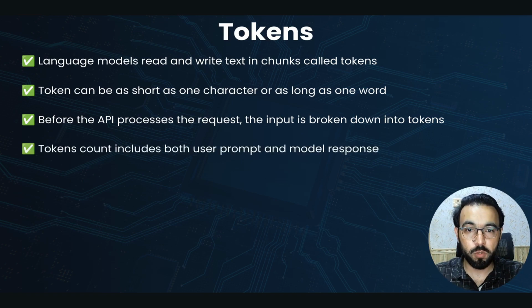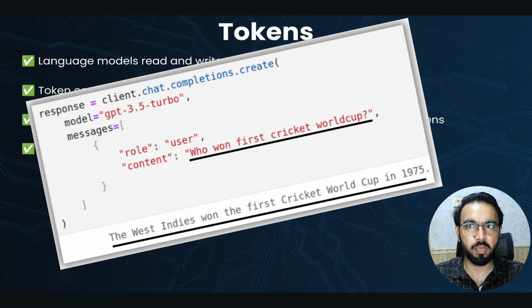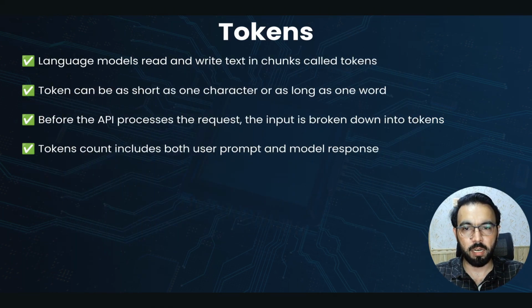Token counts include both the user prompt and the model response. So it's not just how many tokens or words you are sending, but it also depends on how much response you are getting. That's why, if you are limited on your budget, you can set the response to a specified number of tokens also, because OpenAI will charge you for how many tokens you have used in the form of input and how many tokens you have used in the form of response.